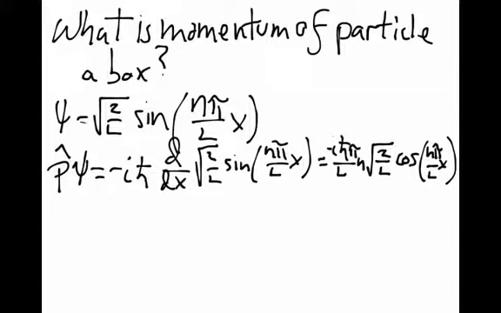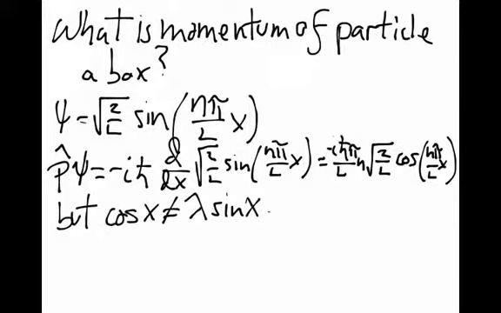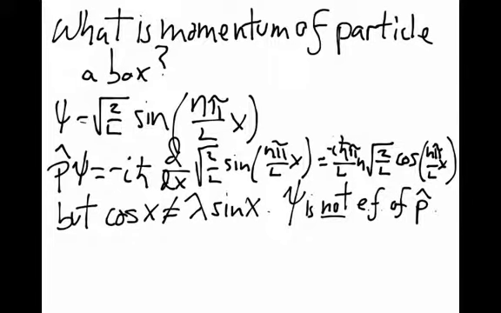One thing you'll notice is that I'm keeping that normalization term, square root of 2 over L, tied really closely to the function, sine or cosine. You should do that whenever you're doing this, because you don't want to let that normalization term float out there and confuse it with the eigenvalue. But in any event, cosine is not a multiple of sine. So what that means is that psi is not an eigenfunction of the momentum operator. The particle in the box wave function, square root of 2 over L sine of n pi x over L, is not an eigenfunction of the momentum.